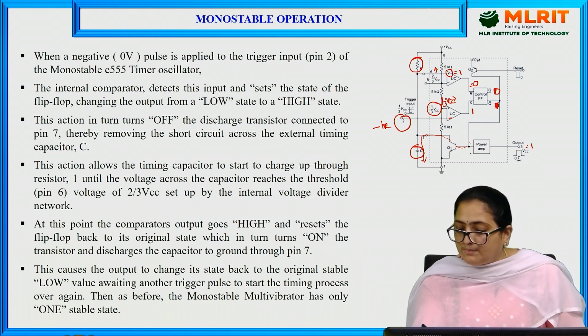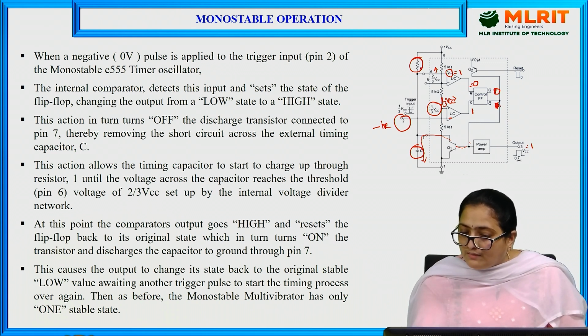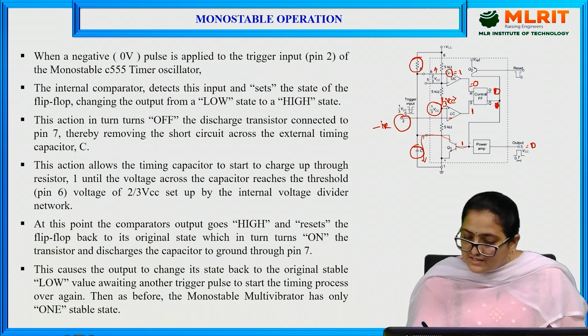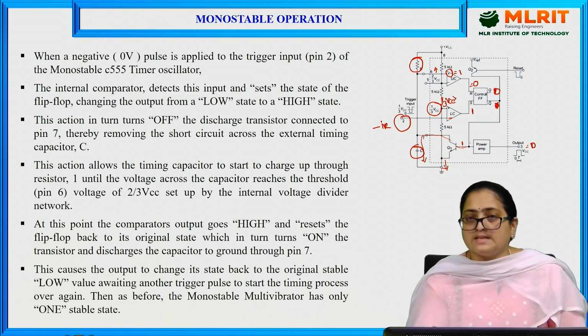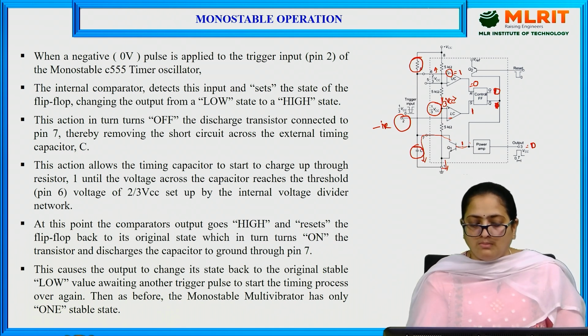Again the power amplifier takes 1 as an input and produces an output of 0. This 1 is given to Q1, then it will be in the on state, and the capacitor finds a discharging path through this transistor. This is the operation of the monostable multivibrator.